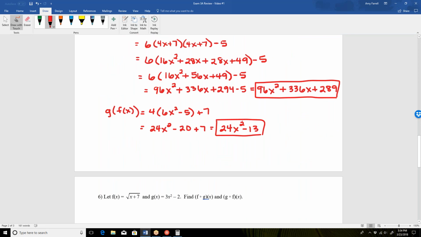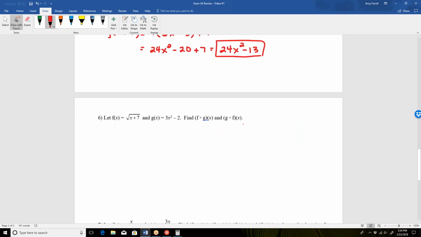Look at 2 more on this video, 6 and 7. 6 is also asking us to calculate 2 composite functions. The notation is a little different, but we can turn it into the same notation as we saw for number 5. So if you're asked to find f circle g, that is the same thing as f of g of x. So again, we want to plug the function g into f. So I'm going to take this function here, plug it into f where I see the variable x.